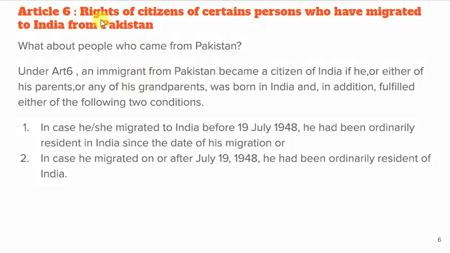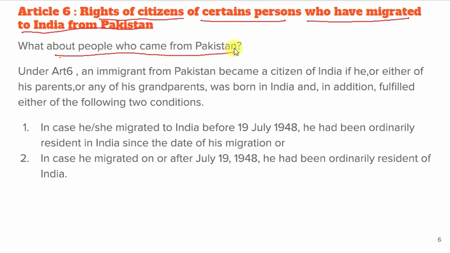The rights of citizens of certain persons who have migrated to India from Pakistan. So you get the question, what about people who came from Pakistan? Well, we all know the Radcliffe line divided India and Pakistan. So the people who wanted to settle from Pakistan in India, or who wanted to be in the Indian territory, what happened to them? In what way or with what privilege will they get Indian citizenship? That is defined under Article 6.